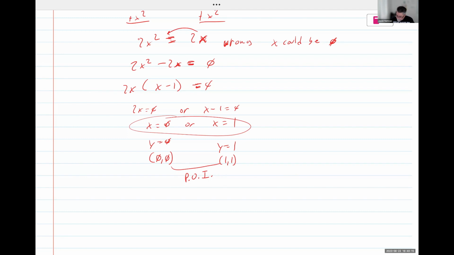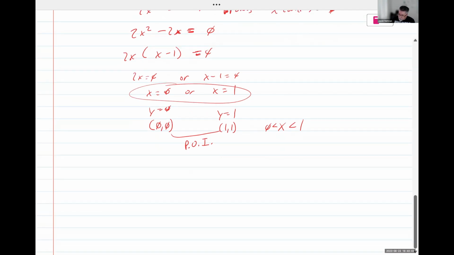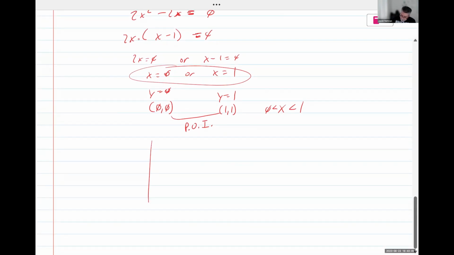Point of intersection here, (0, 0), (1, 1). So we know that x is going to go from 0 to 1, right? So those are the limits of integration. We found the limits. Now we have to figure out which equation is on top and which equation is on bottom. It might be easiest to see that by graphing these things.